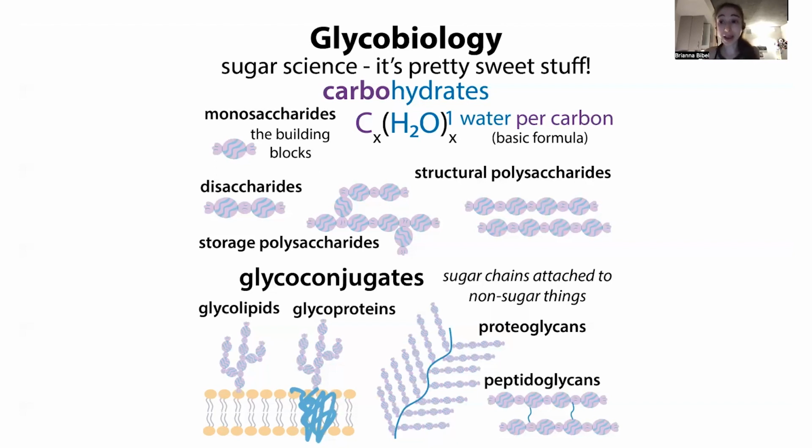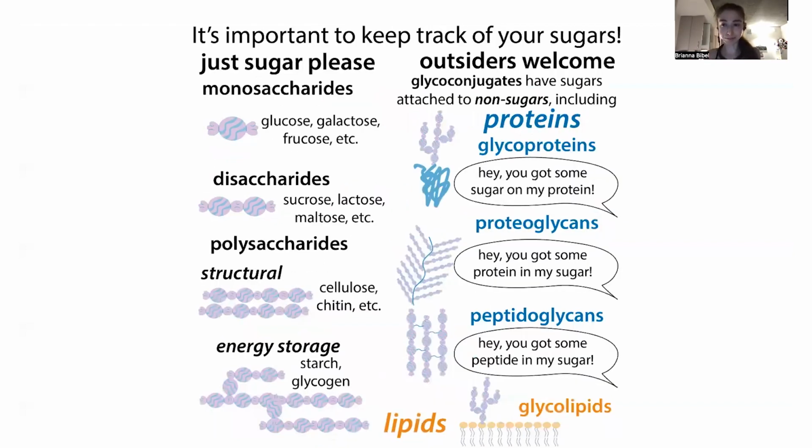There's also, if you attach those sugars to other things like lipids, so like the fatty membranes around your cells, or proteins, or peptides, so short protein pieces, there are basically tons and tons of different things that sugars can do in your body. And in various organisms, they can play different roles.